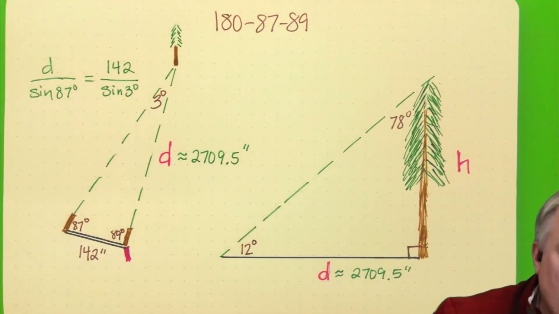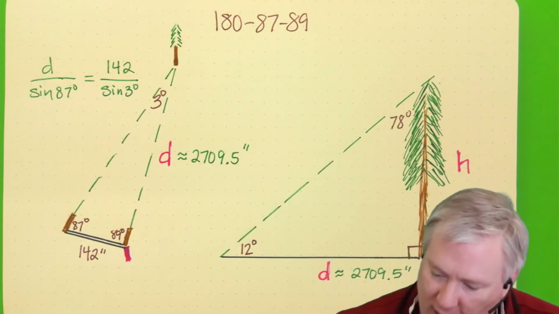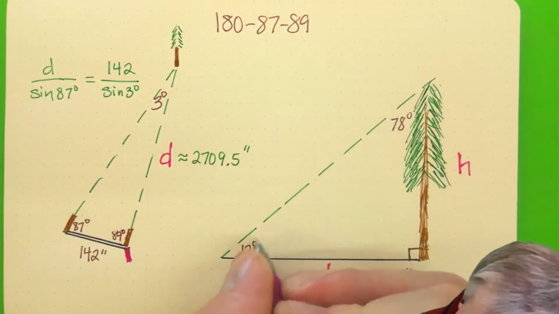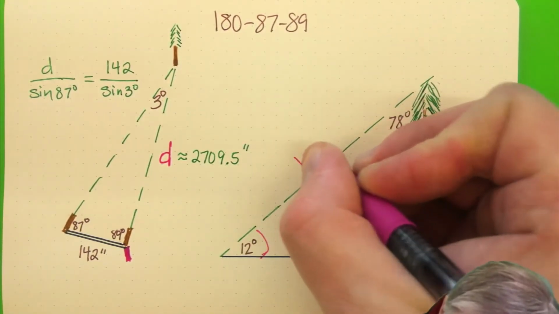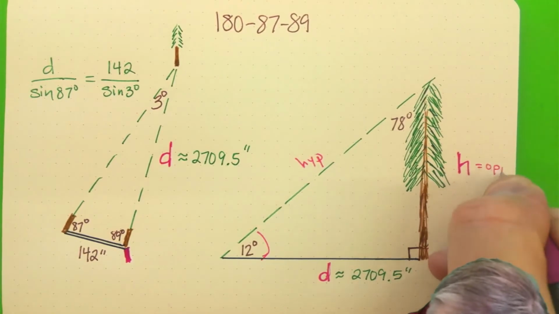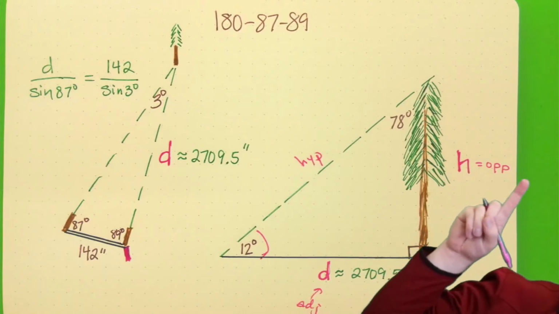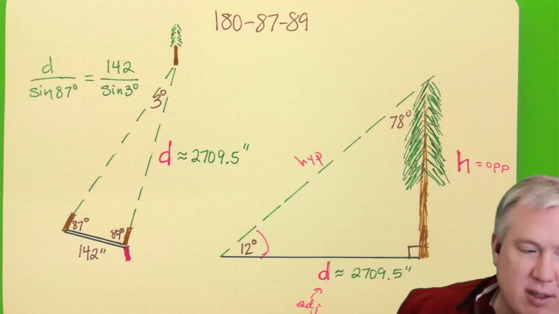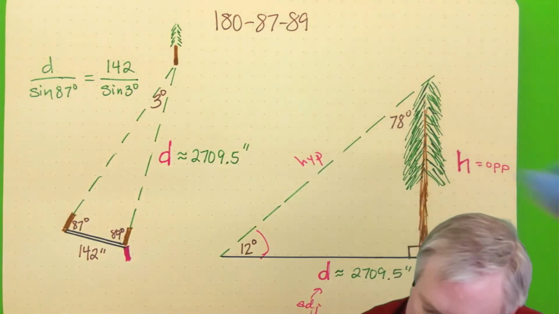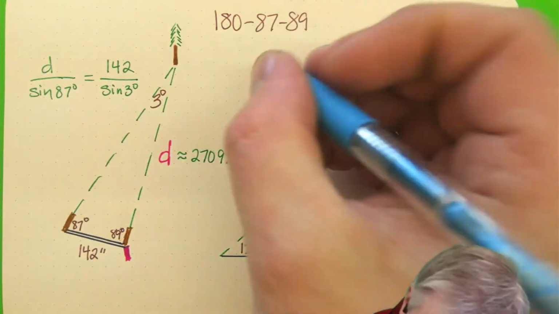So now once I know that, it's the same problem that I had before, where if I identify this angle right here at the ground, if I identify the sides, that means that this is the hypotenuse, and this is the opposite, and this is the adjacent. And I want to know the height, which is the opposite, and I know the adjacent, which is the distance, so that's going to be tangent. So I set up my tangent equation, which would be the tangent.